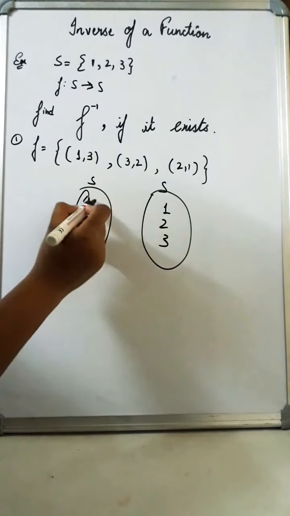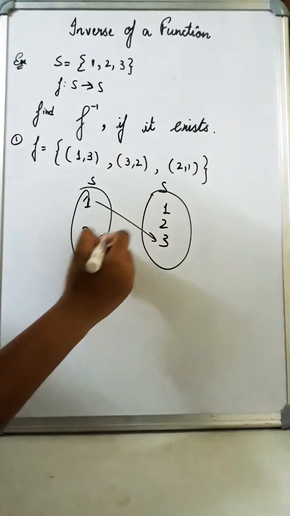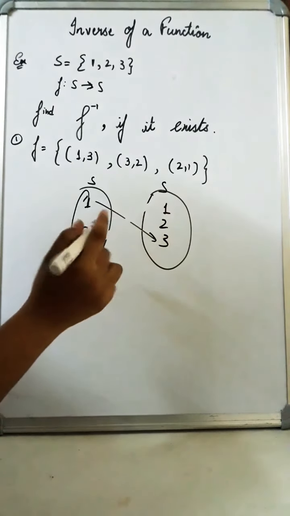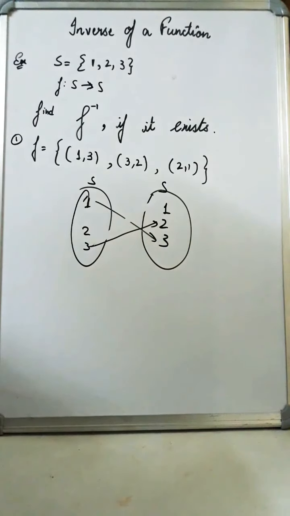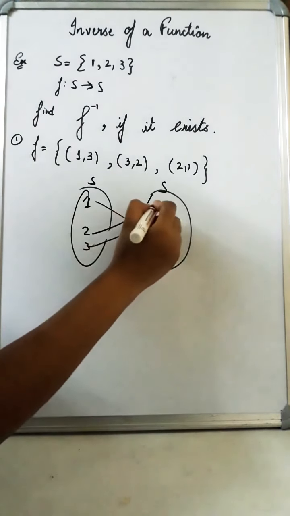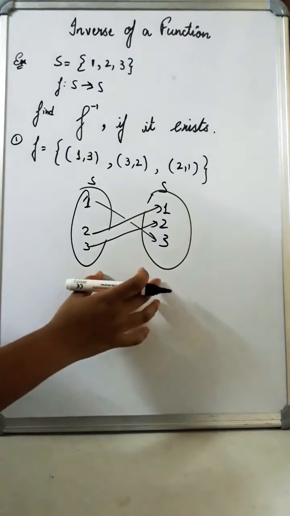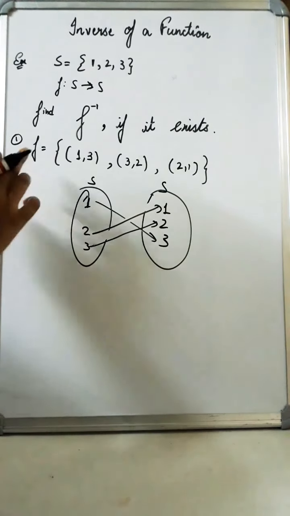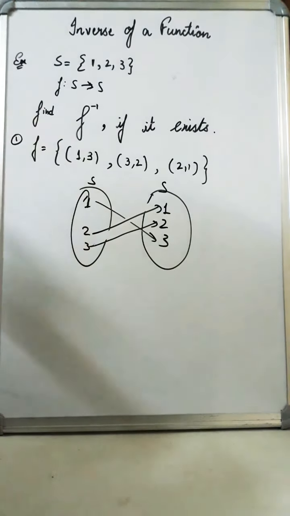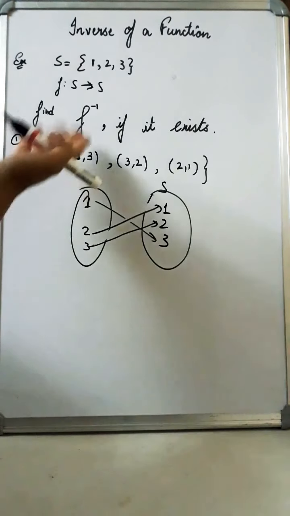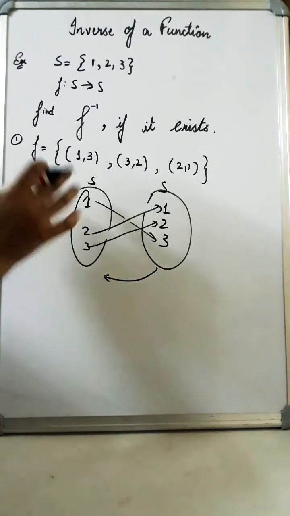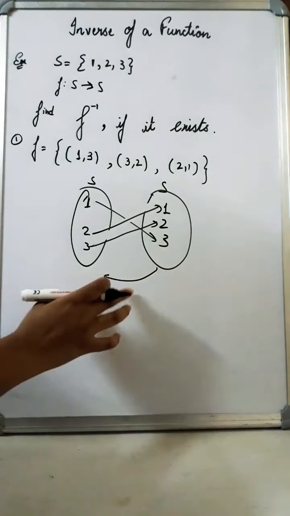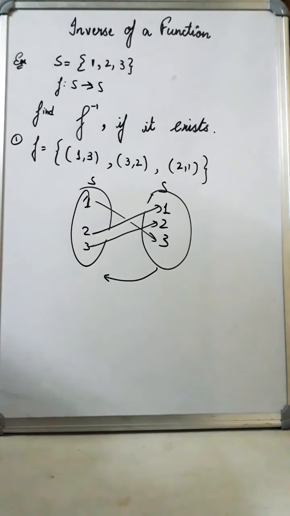1 is mapped to 3. 3 is mapped to 2. Now 2 is mapped to 1. Clearly it's a 1-1 function. Since f is a 1-1 function, f is invertible. So let us find the inverse. It's very easy. These types of questions can be easily done when you draw the diagram, meaning when you do the mapping, it can be very easily done.